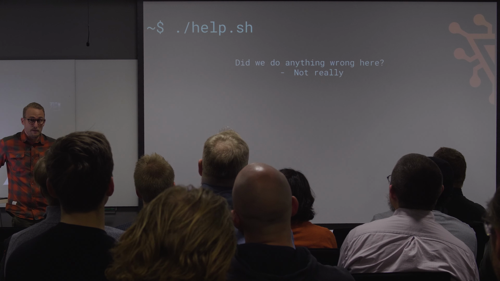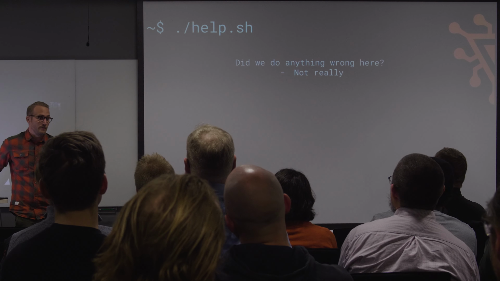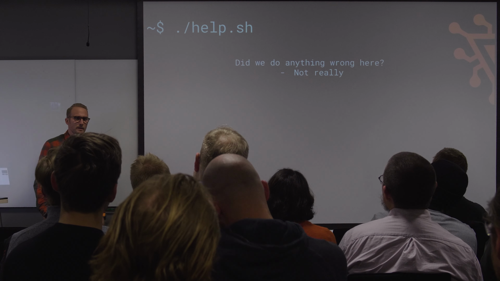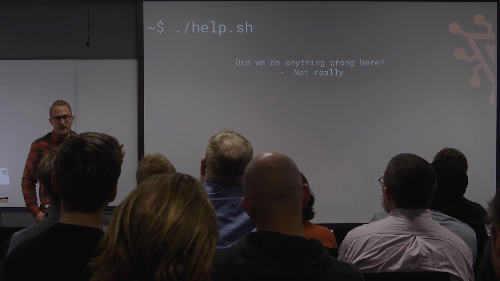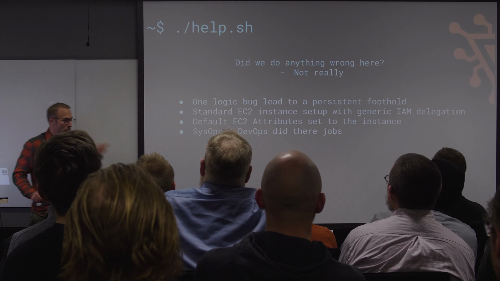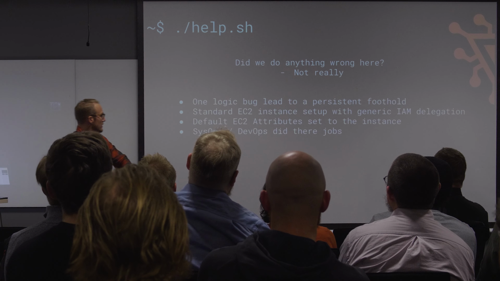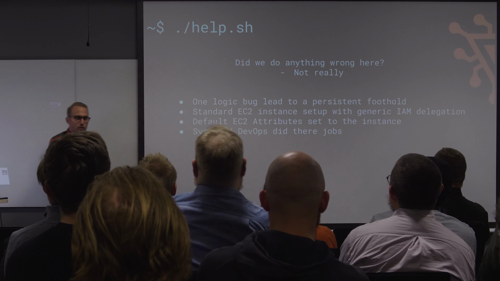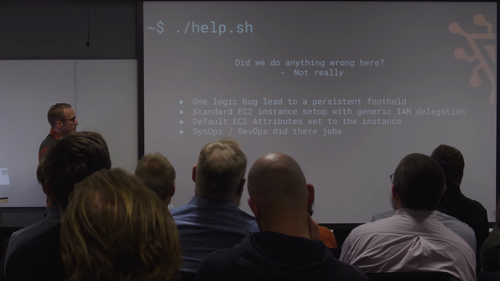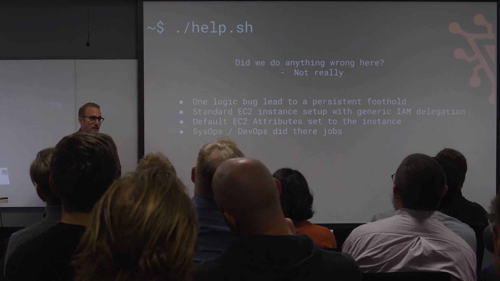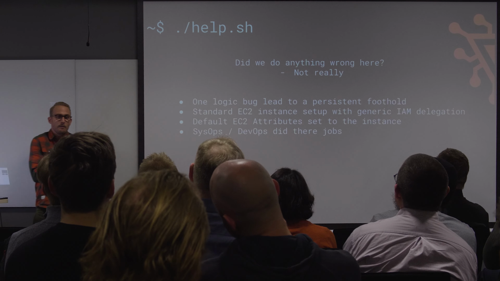So everything was implemented exactly as intended, right? I would have done it the same way. I don't think anyone would read the documentation on how to spawn an EC2 instance. But everyone in this chain did their job. There was one logic bug in one framework. It was a standard EC2 instance with no cool attributes or delegation models or anything. It was just plain vanilla, right? And then the sysadmin or the DevOps person did what they were supposed to do. And then we got a persistent shell inside of someone's AWS environment.